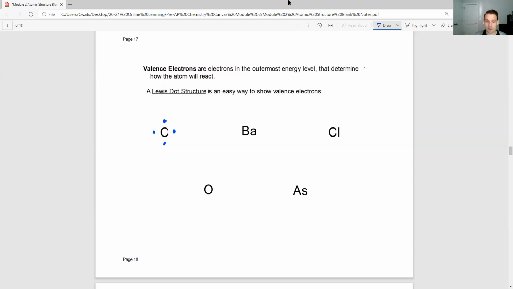You don't have to go clockwise. You don't have to start at the top. It does not matter, but each side needs to get an electron before you go back and pair them up. Barium, 2 valence electrons. 1, 2.